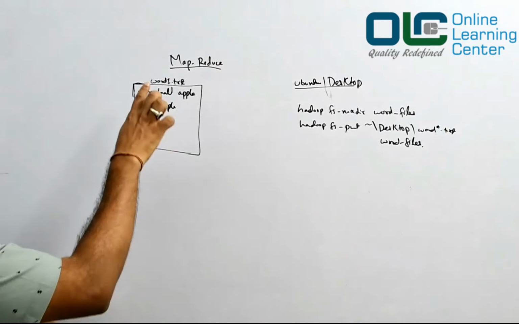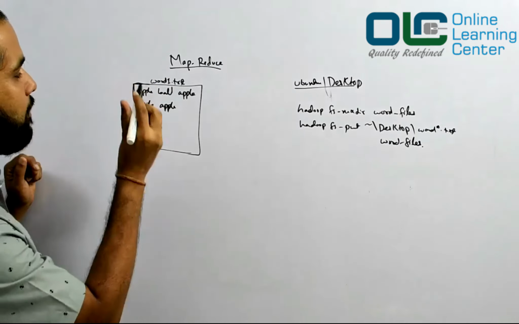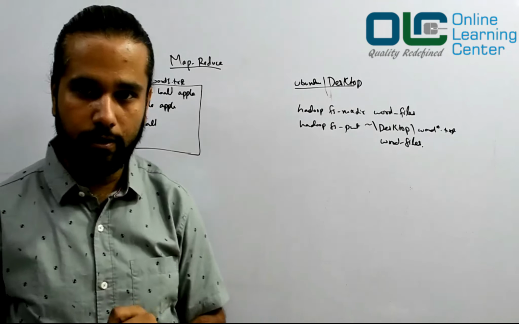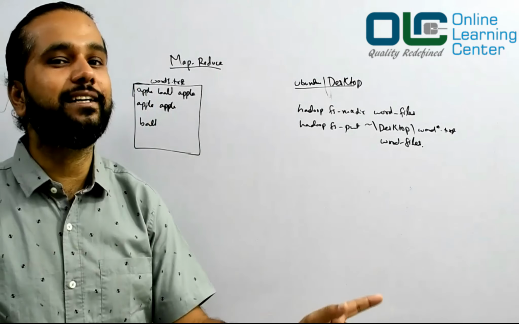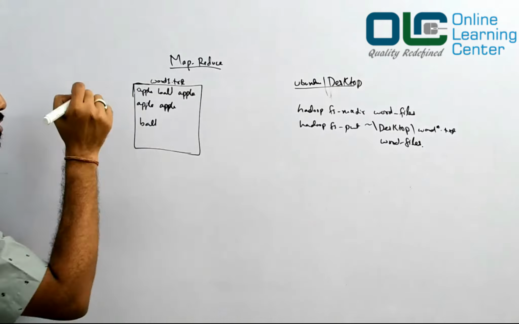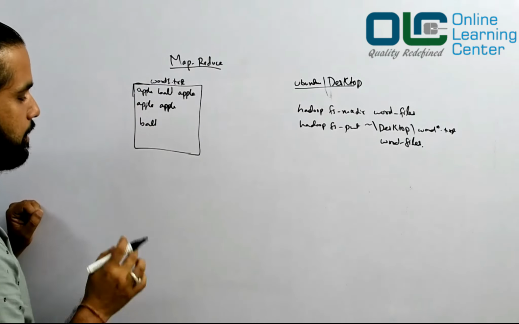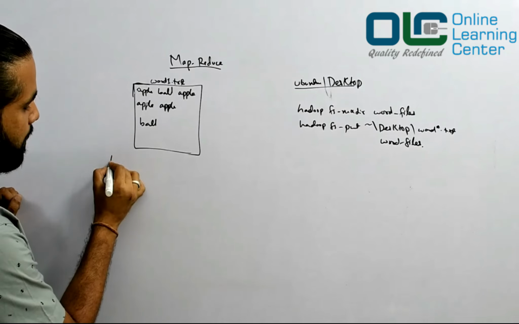Let us not even talk about two files. I'll make it a little simple. Let's say we have only one file for now, word1.txt. The same code will work as it is even if you have 10 files. So I have only one file with three lines. Now you will write your mapper code.